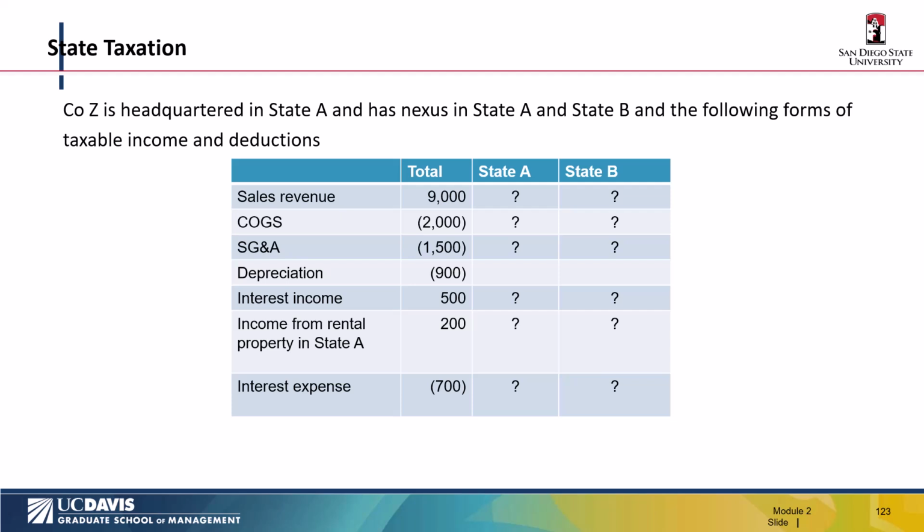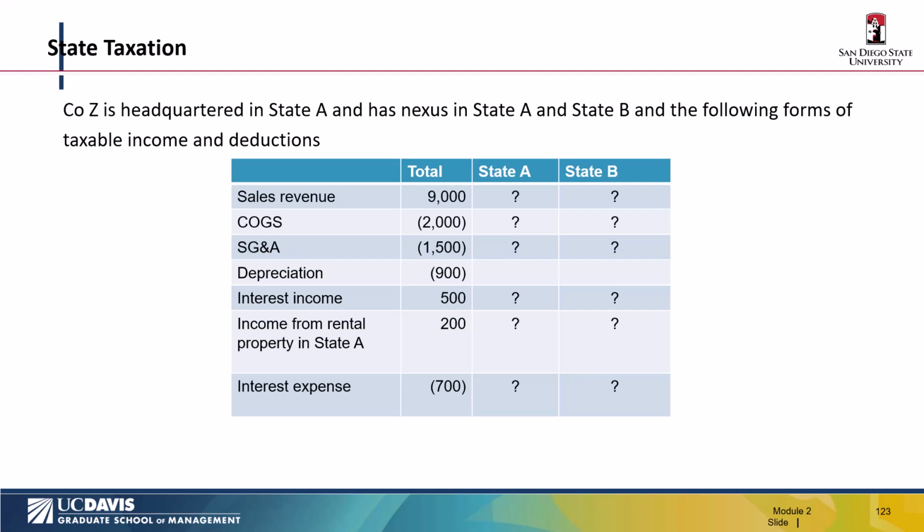So Company Z is headquartered in State A, and it has nexus in State A and State B, and the following forms of taxable income and deductions. All right, so when we look in total, it's got revenue of $9,000, cost of goods sold of $2,000, some selling, general and admin costs of $1,500, depreciation of $900, interest income of $500, and income from a rental property located in State A of $200, and then some interest expense of $700.